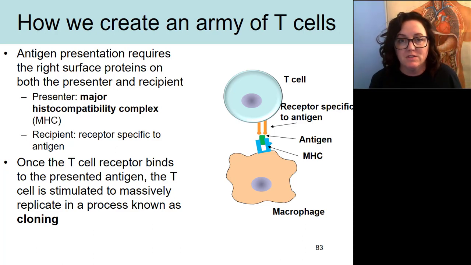Basically what happens then is the T cell divides, and then those two T cells divide, and then those four T cells divide, and we get this process of cloning. We're cloning this T cell because this is the one T cell that we know can recognize the pathogen that's in our body right now.